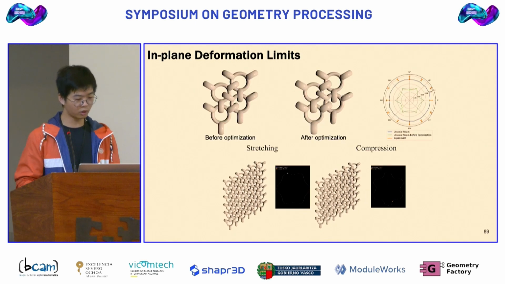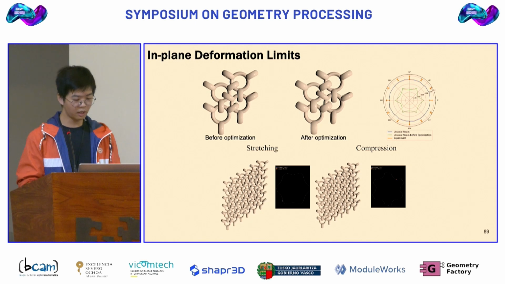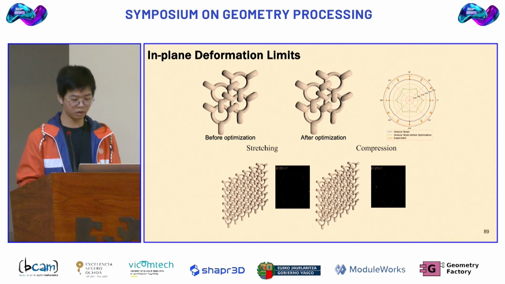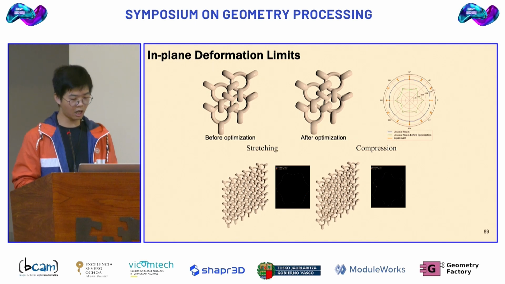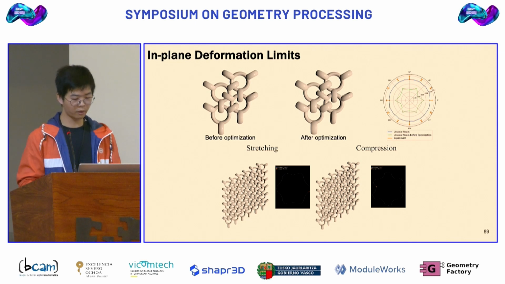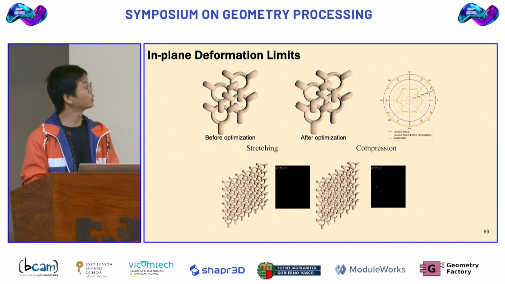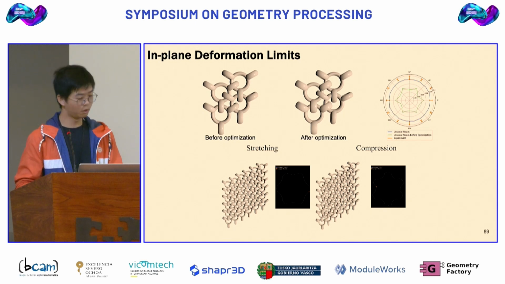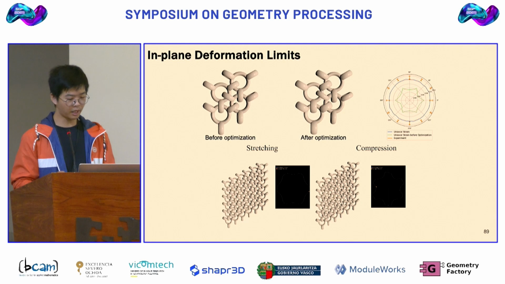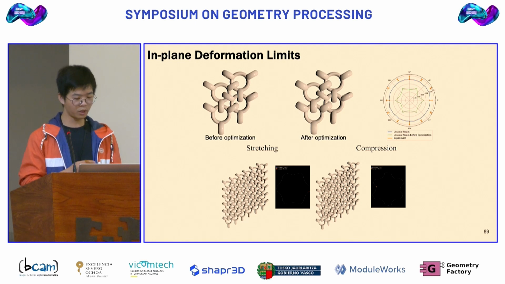So here is the result for the structure before and after optimization. The uniaxial deformation limits are optimized to isotropic from this kind of star-like shape here. And it's optimized to this isotropic blue profile. And it has been optimized to more or less twice as large as before. But if you take a look at the appearance of the interlocking material, they are very similar to each other.